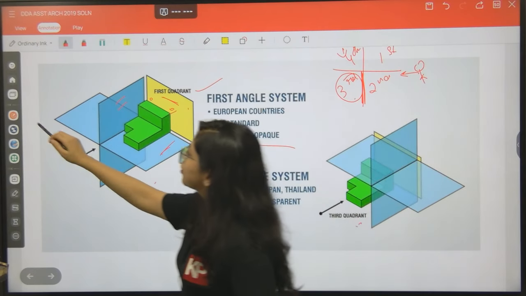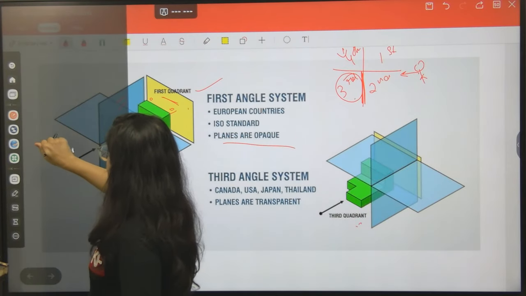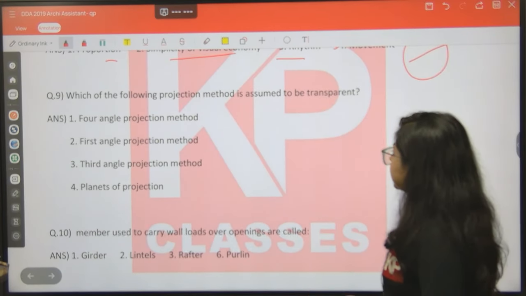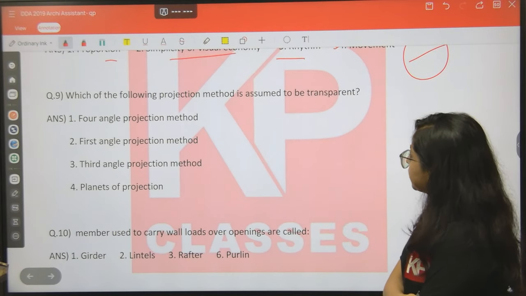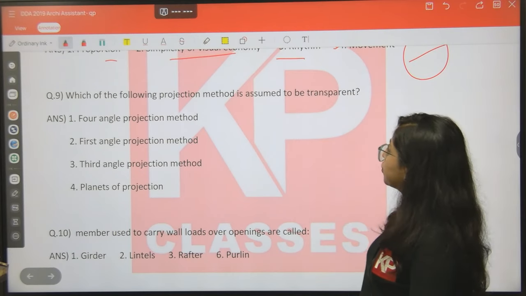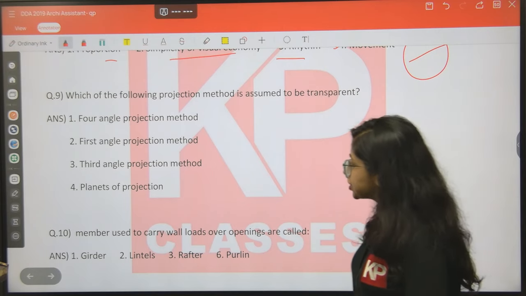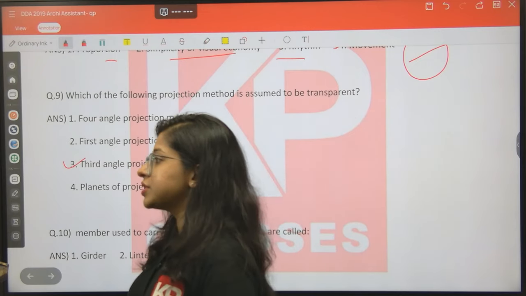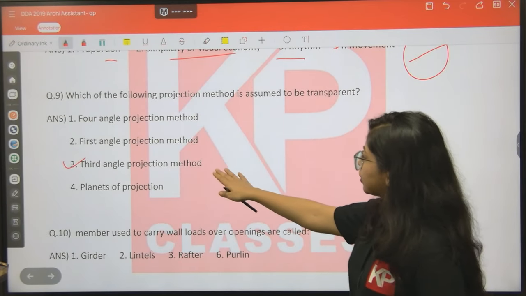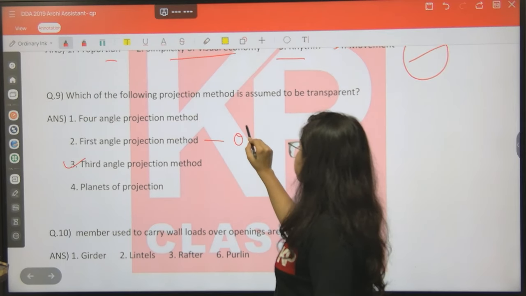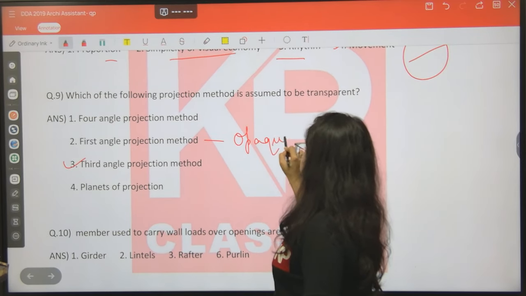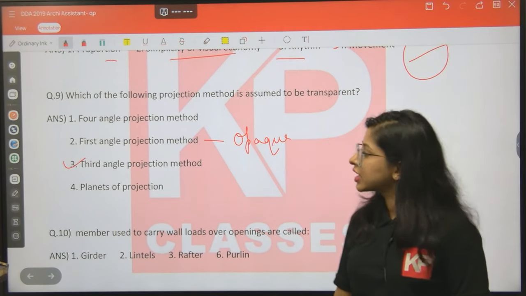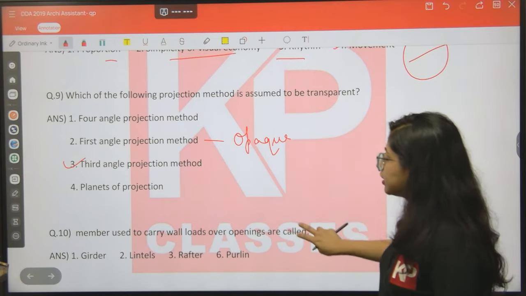Okay. So in the question, what they are saying, they are basically asking in which of the following projection methods is transparency assumed. So just now we saw that transparency of planes is assumed in your 3rd angle projection system. Okay. So definitely not the 1st angle. In the 1st angle, the planes are considered to be opaque. Fine. 4th angle projection method, there is nothing in planets of projection, it's just given to confuse you, okay? 1st angle and 3rd angle, keep that in mind.